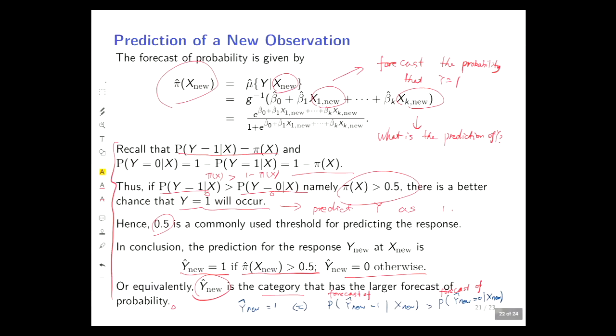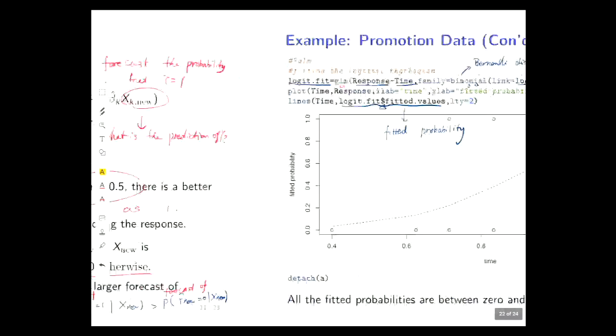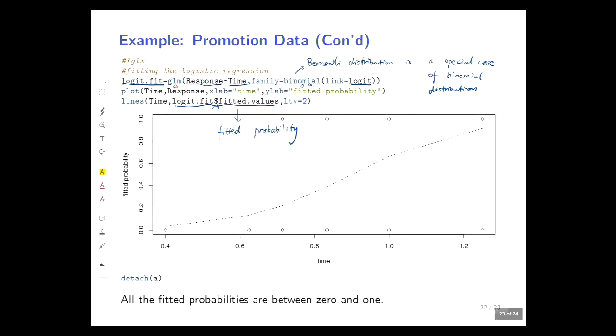So how to compute the fitted probability? It can be computed in this way, but R actually helps us to obtain this fitted probability automatically. So you can just plot this fitted probability in this plot, in this dashed line. LTY equals 2 just means we obtain a dashed line. You can see that this probability is within 0 and 1. That's good, because the probability should be within 0 and 1. That's the most important conclusion in today's lecture.